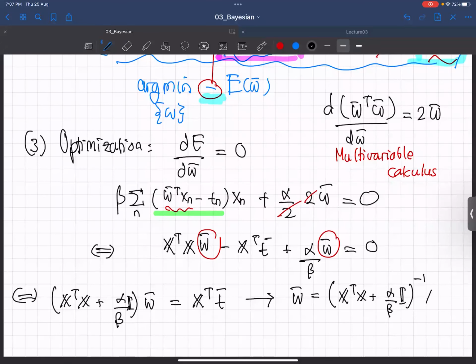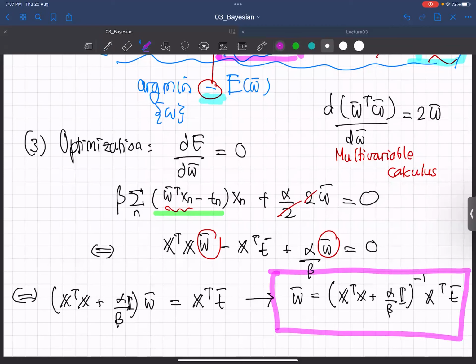Inverse X transpose T bar. So this is the most important equation that we have, and this is the equation that you have to implement in your code. It's very simple in the end, right? But you have to know about the matrix formation. If you're not careful with the matrix formation of X there, your code will be wrong. Okay.